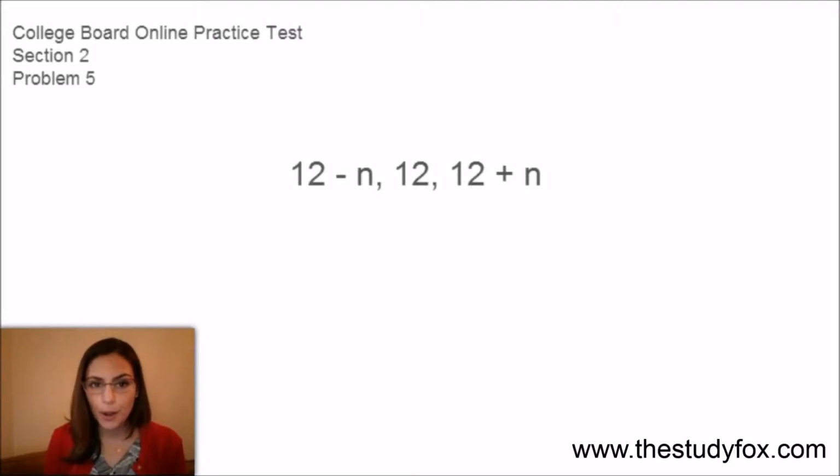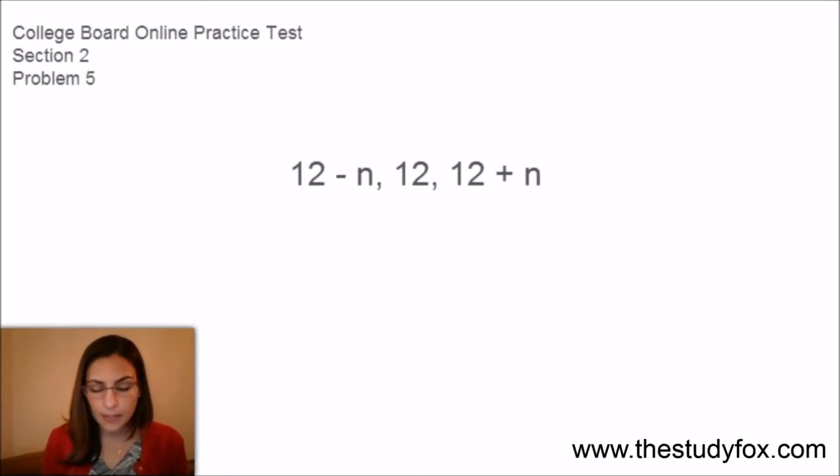This is Section 2, Problem 5 of the College Board Online Practice Test. The problem reads, what is the average or arithmetic mean of the three quantities in the list above? I've written the list. It's 12 minus n, 12, and 12 plus n. Just by looking at this problem, you can solve it without writing anything down.